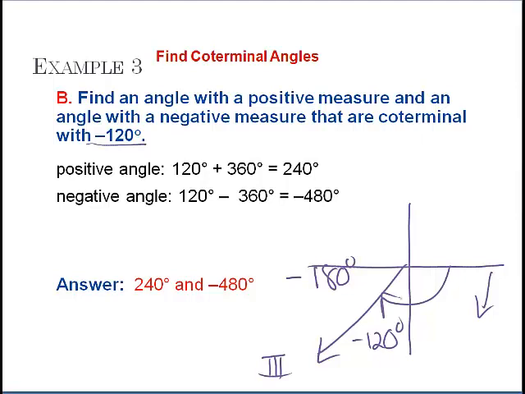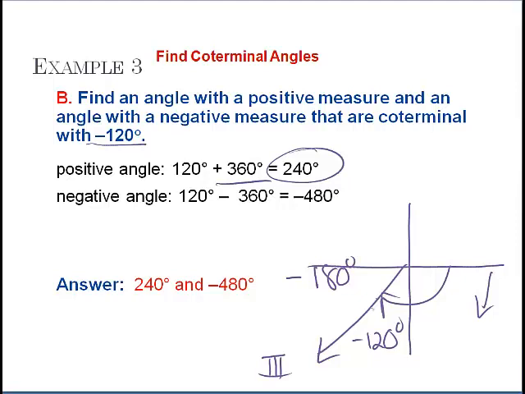To find a coterminal angle that's positive, we can just add 360. So it's like we're rotating the negative 120. We add 360 and we're back in the same spot, 240 degrees. Or we rotate that original negative 120 and then we subtract 360 and we're back in the original spot.